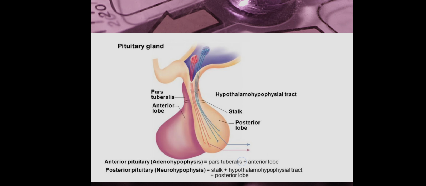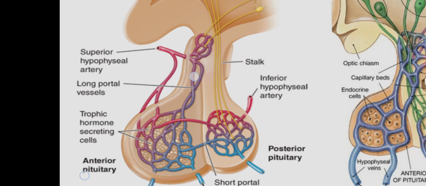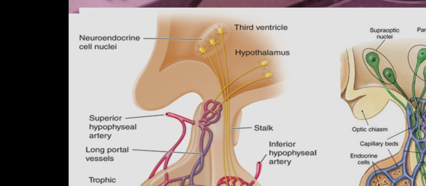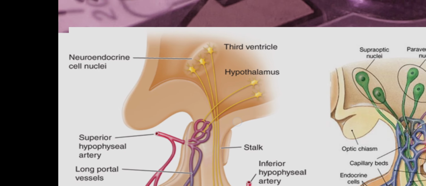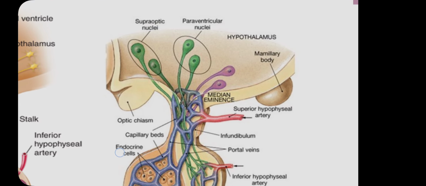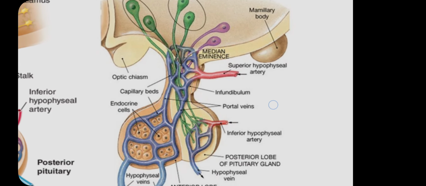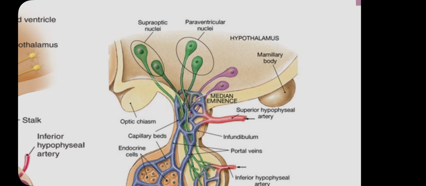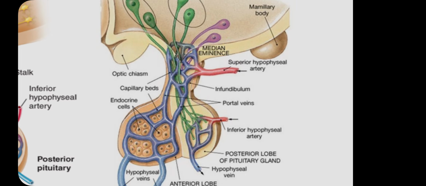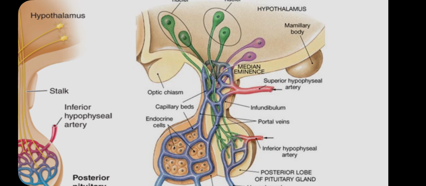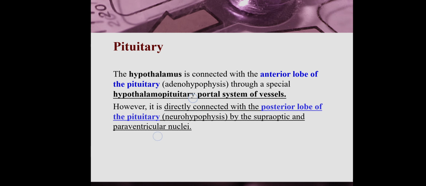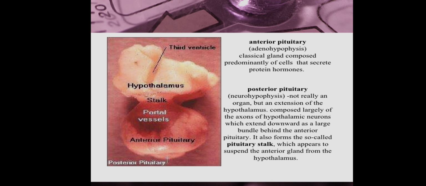As I have already shown you in the diagram, you can see here how the portal system of vessels is there. So these neuron endings, they are released. You can see here the neuroendocrine cell nuclei. You can see in the diagram, and you can also see here the supraoptic nuclei and paraventricular nuclei are directly connecting to the posterior lobe of the pituitary, and the portal systems in the anterior lobe of the pituitary.